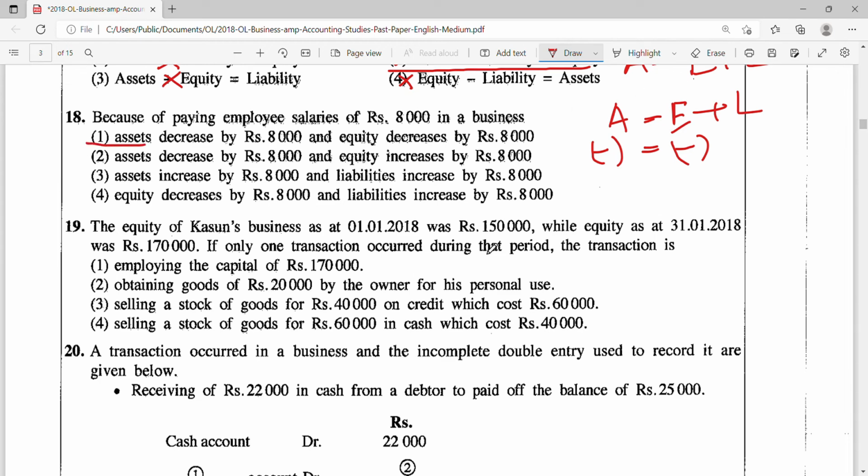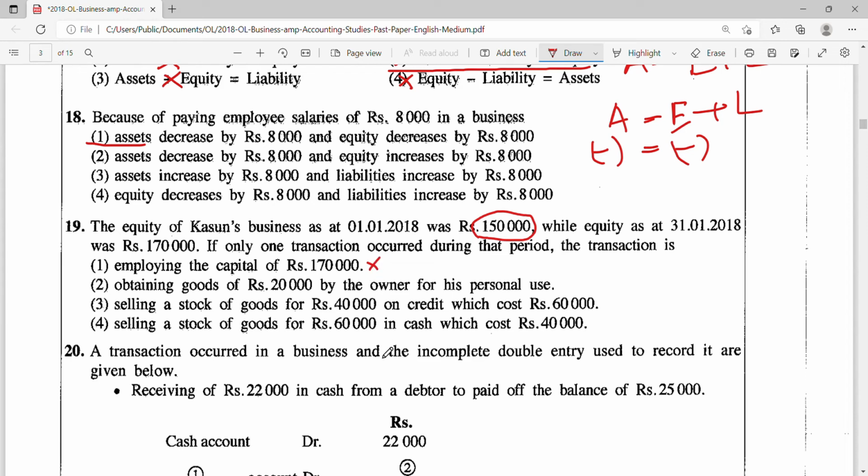Answer 1. Question 19. The equity of Kasun business as at 1st January 2018 was 150,000. So this is the opening equity, while equity as at 31st Jan 2018 was rupees 170,000. So within a month, equity has increased by 20,000. If only one transaction occurred during that period, what would that transaction be? Let's see. Employing the capital of 170. No, it doesn't show that there is any 20,000 improvement. So answer 1 is incorrect.